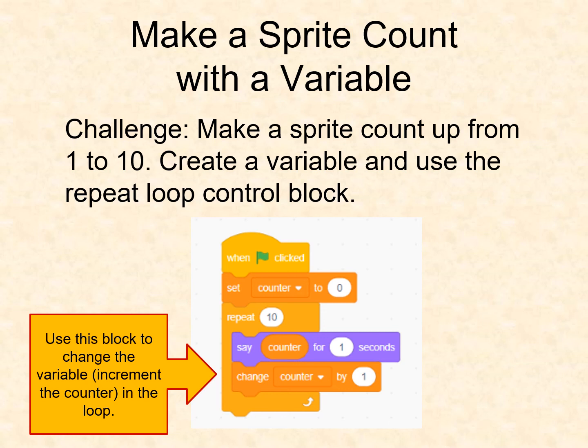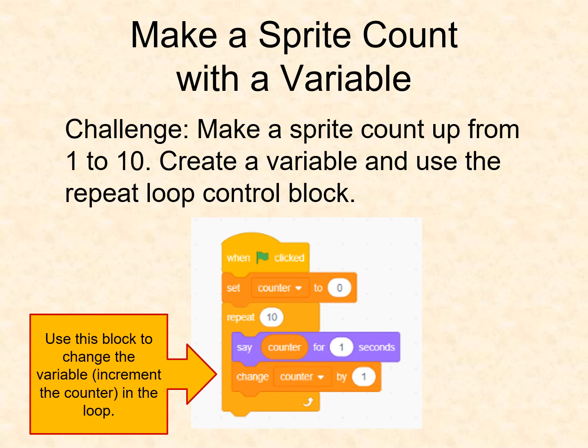So the first time through, we initialize the variable to 0, and then repeat 10. Okay, so now we're in the first time. Say the counter for 1 second, it'll come up with the number, add 1 to it, it'll go back to repeat it, say the counter again, and add 1 to it, and so on and so forth until it hits 10.